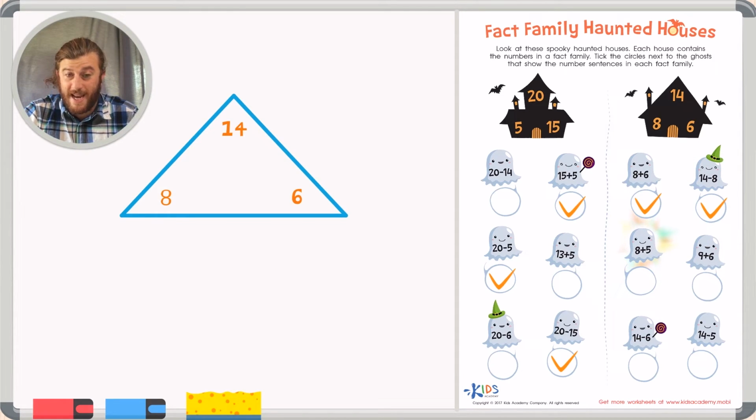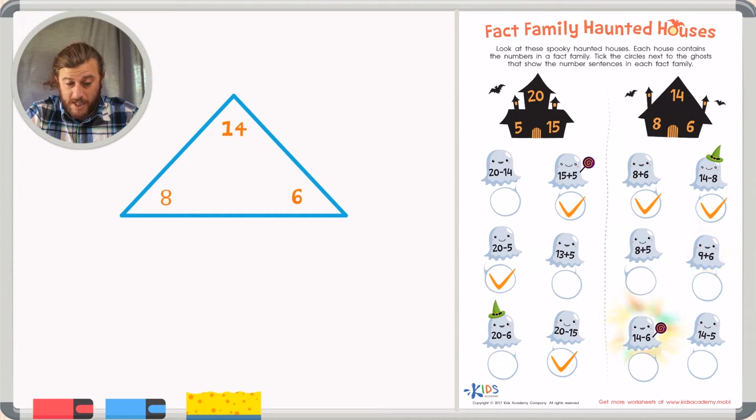Let's look at the next problem, 8 plus 5. The number 5 does not belong in my fact family, so immediately I know this is not correct. Same goes for our next problem, 9 plus 6. The number 9 is not in our fact family, so I know this is not correct either.